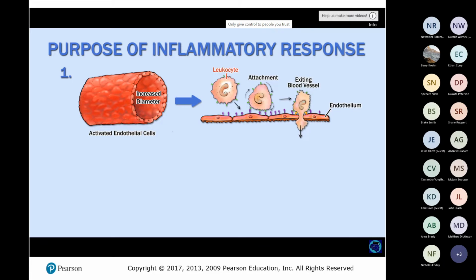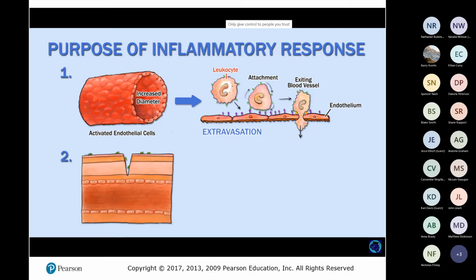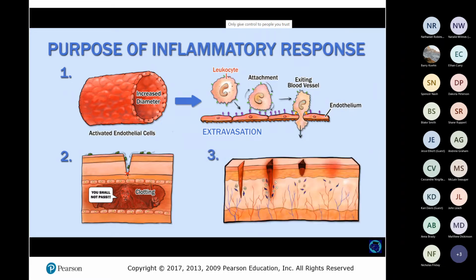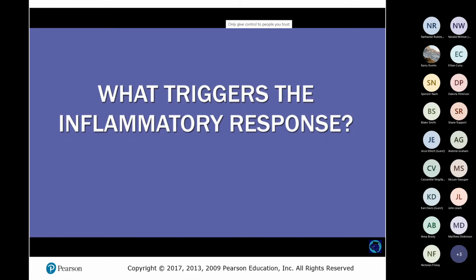This process of leukocytes leaving the bloodstream and entering tissues is called extravasation. Second, it induces local blood clotting, and this creates a physical barrier which prevents the infection from spreading into the bloodstream. Third, it promotes the repair of injured tissue. But what triggers the inflammatory response?